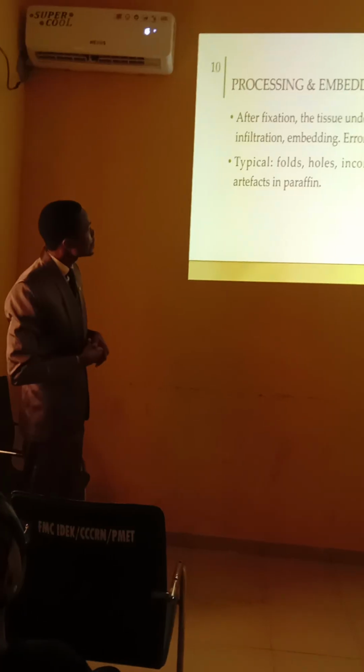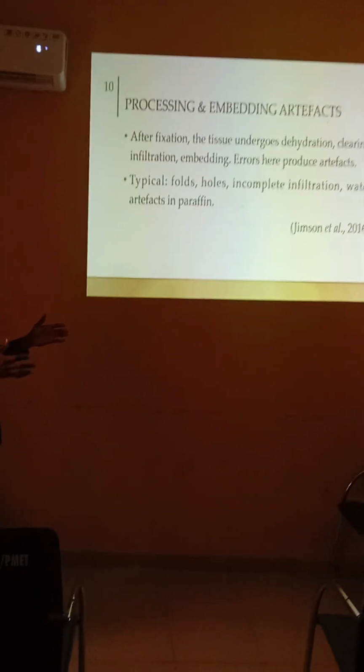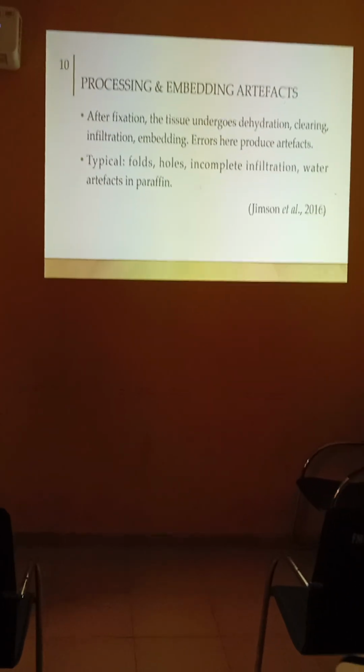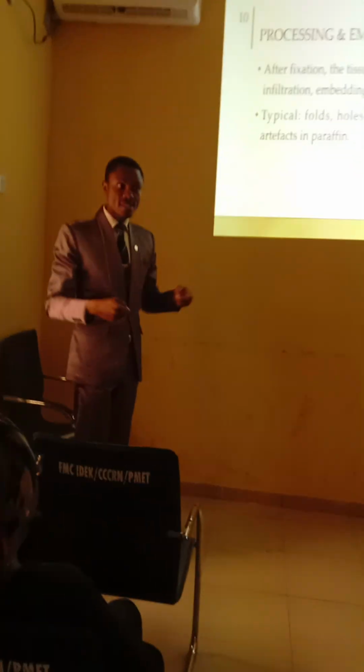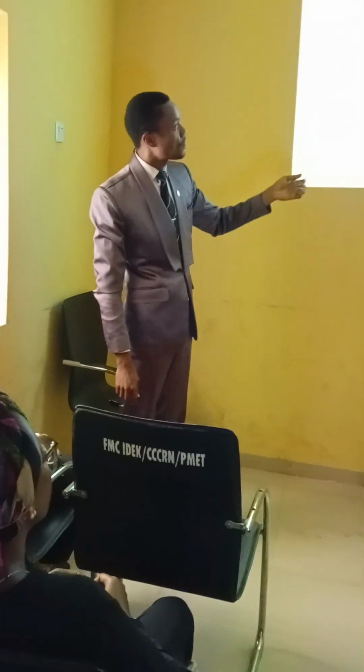Then we move on to the processing and embedding artifacts. During the processing of this tissue, the tissue undergoes dehydration, clearing, infiltration, and embedding. Any error in any of these stages can also introduce artifacts. You can have folds, you can have holes, incomplete infiltration, water artifacts, and paraffin artifacts.